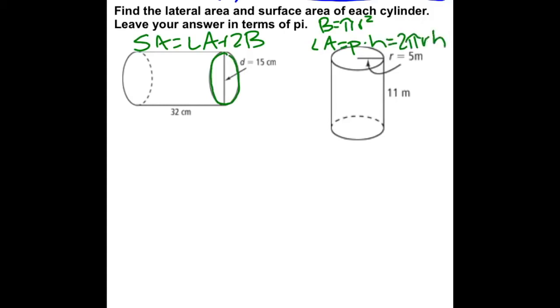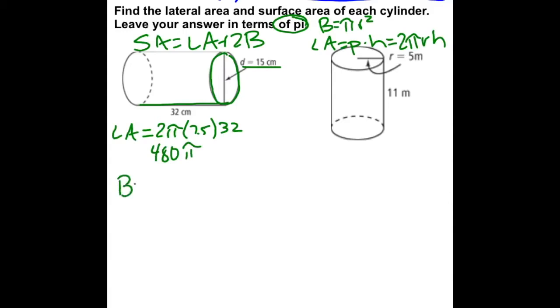And now we're ready to just plug everything in. Lateral area is 2 times pi times the radius. Well, they gave us a diameter, so we cut that in half. We get 7.5 times the height. That's the distance between the circles, 32. Multiply that all out. They do want your answer in terms of pi, so don't do anything with the pi. Leave it there. And we get 480 pi.